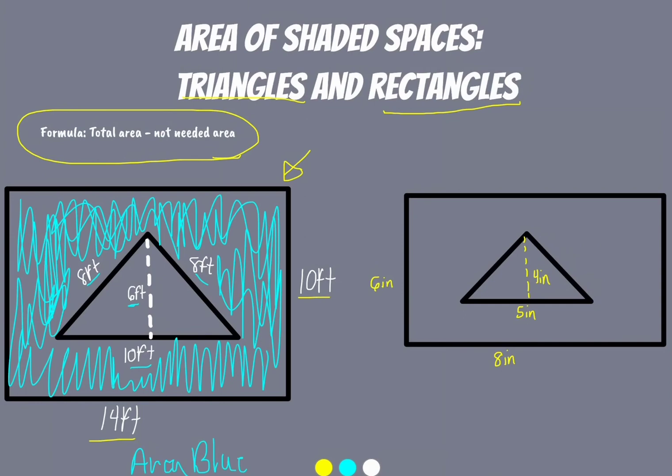Rectangles would be length times width. In triangles, that is going to be base times height. And whatever your answer is, you're going to divide it by 2. So let's use this formula, let's use this knowledge, and let's try to find the area of the blue.